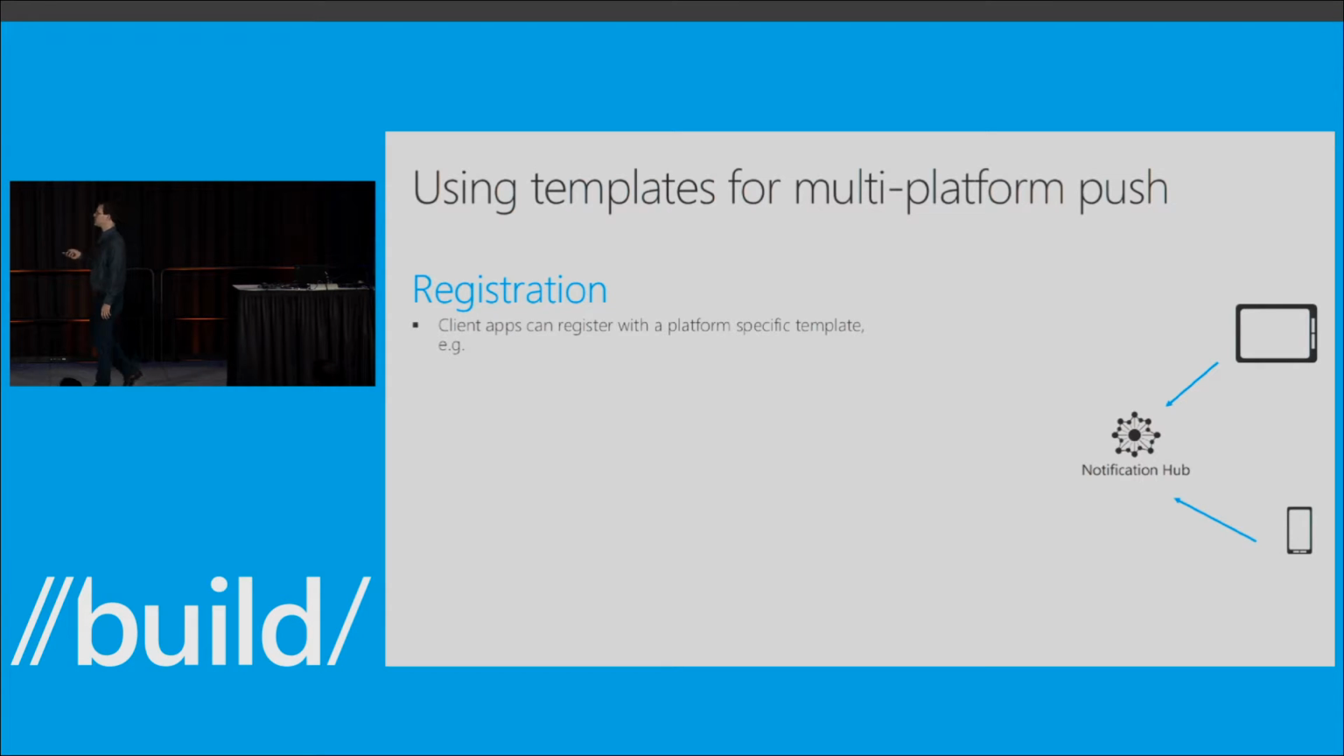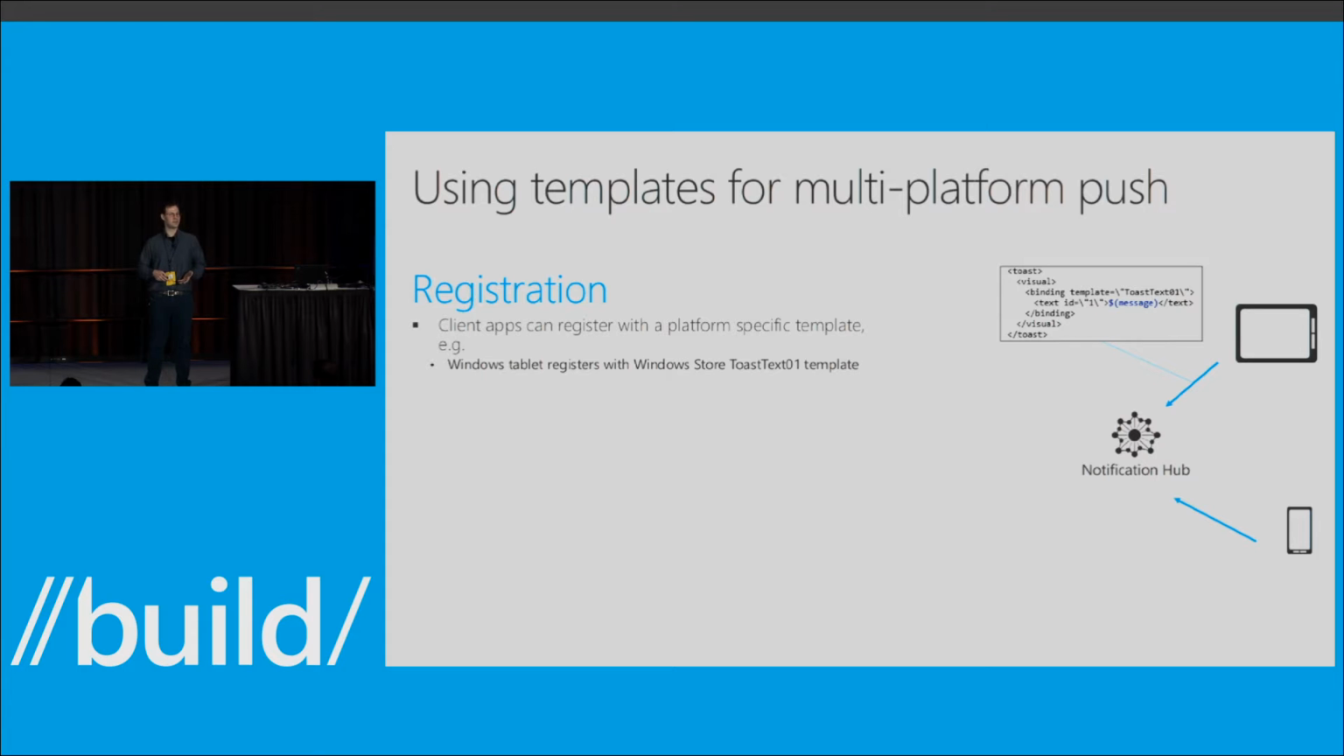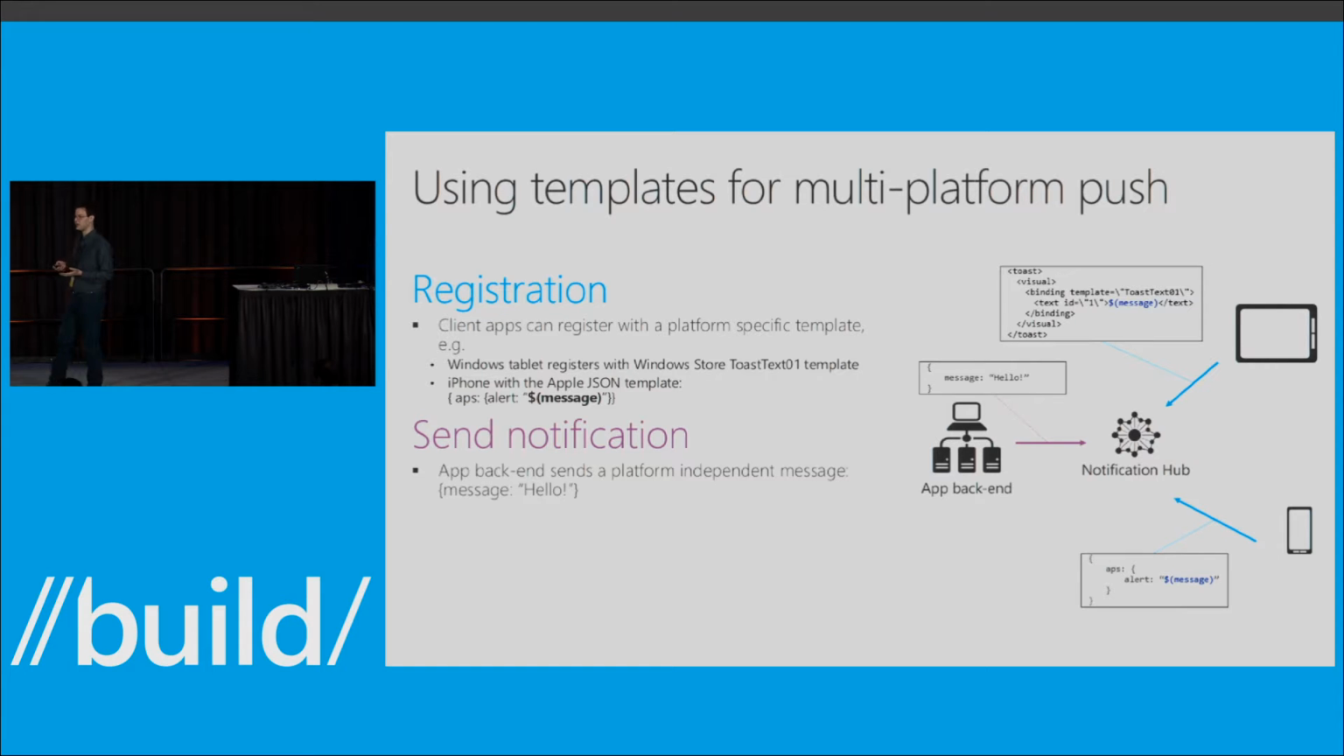So there is a way to turn everything on its head. When devices register, they can actually specify what kind of payloads they want. So you see in this case, we have a Windows tablet that is registering for a toast, and instead of the actual toast, it's putting an expression, the dollar message. We have an iPhone that's doing the same thing. It's specifying that it actually needs a JSON payload with a dollar message in the alert property. When you send a notification, you can send a platform-agnostic notification. It's just a property bag. And what Notification Hubs does is it goes at scale through millions of devices and creates the special payload that each of them requested. Of course, you can specify multiple templates for each device, and you can label each template with different tags, so you can basically decide where to send your notification.